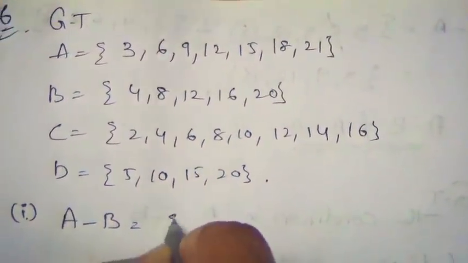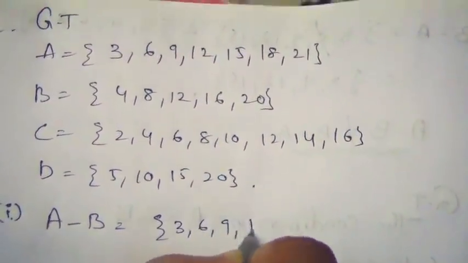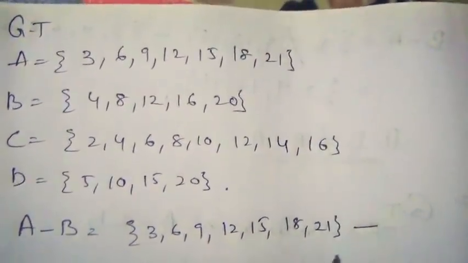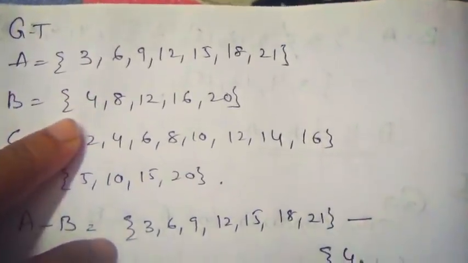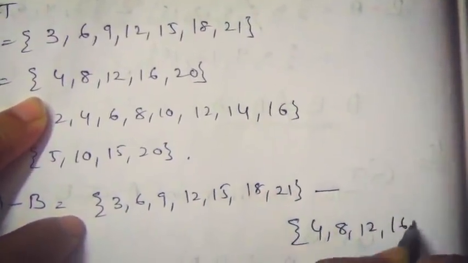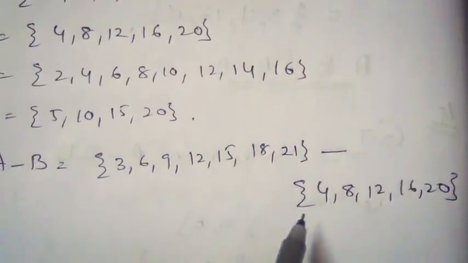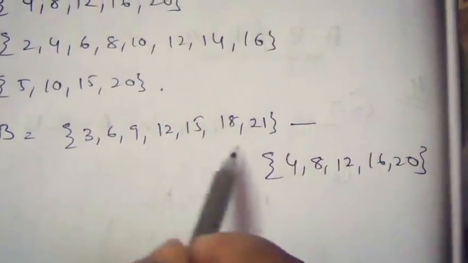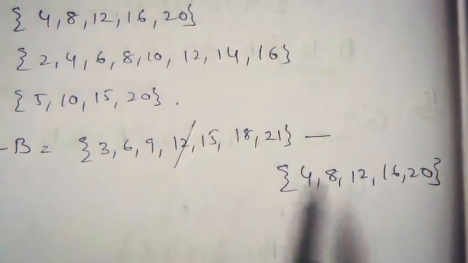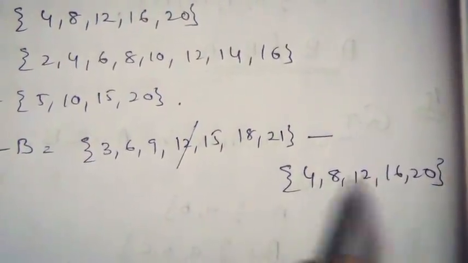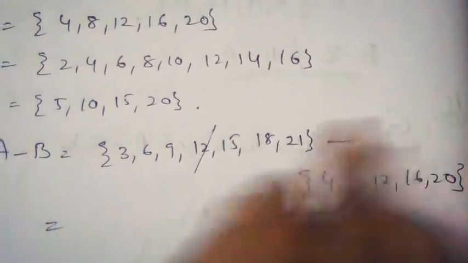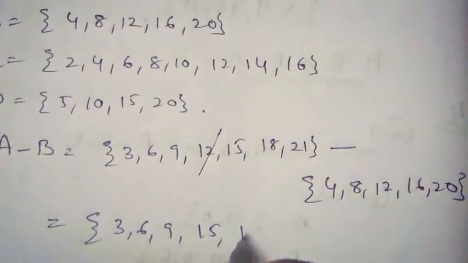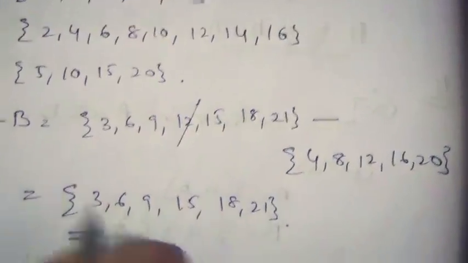Okay. So A is equal to 3, 6, 9, 12, 15, 18, 21 minus B, which is 4, 8, 12, 16, 20. You just strike out the elements which belong to B, right? Is 4 there? No. Is 8 there? No. Is 12 there? Yes. Strike it out. Is 16 there? No. Is 20 there? No. You just leave B and write the remaining elements here: 3, 6, 9, 15, 18, 21. It is the answer for this A minus B.